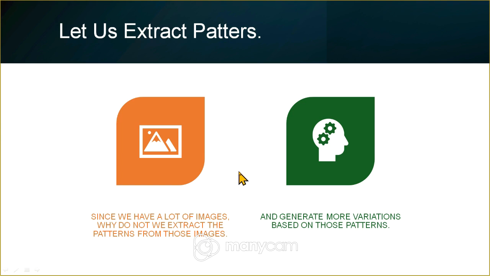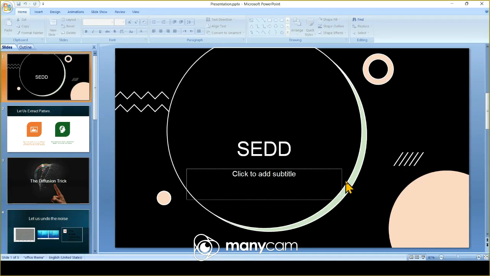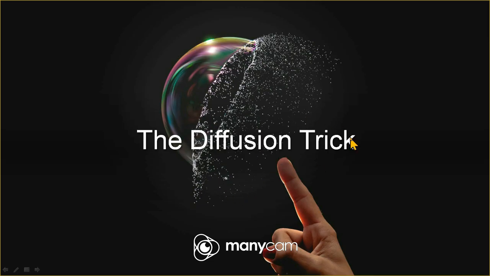First we say, since we have a lot of data, for example a lot of images, why don't we extract patterns from those images and then generate more variations based on those patterns? So let's assume that we have a huge amount of data. We want a mechanism to extract general patterns from that data, and be able to generate more variations based on those patterns. In order to do that, we will use what I call the diffusion trick. The diffusion trick is the foundation behind diffusion models. So, what is the diffusion trick?